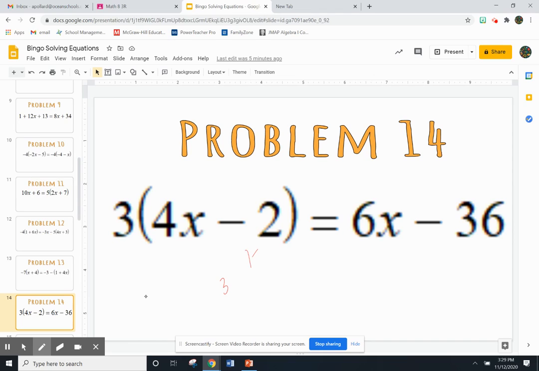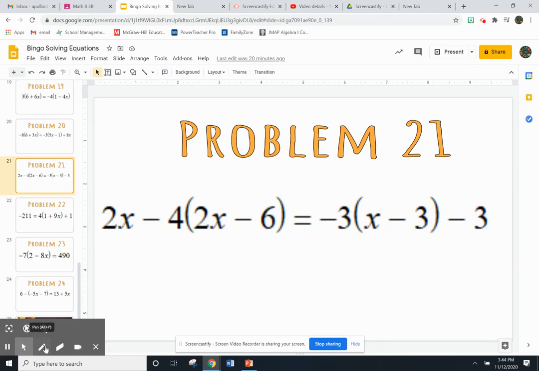All right, 12x minus 6 equals 6x minus 36. Subtract 6x from both sides, and I get 6x minus 6 equals negative 36. Add 6 to both sides, I get 6x equals negative 30, so x is negative 5. So I'm going to do one more problem.